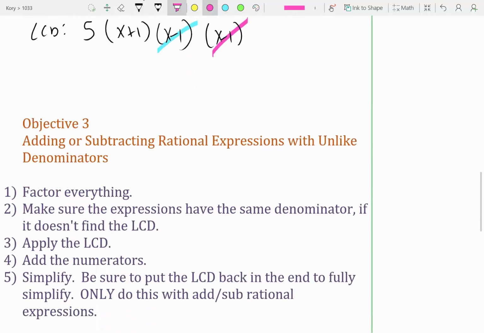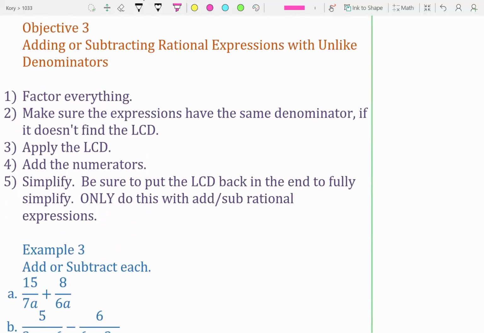Alright, moving on. Now we're going to take what we just did and apply it to rational expressions. The first thing we want to do when we're adding and subtracting rational expressions with unlike denominators is factor everything. Top, bottom, every single thing you can factor it out. Make sure the expressions have the same denominator. If it doesn't, find the LCD. Apply the LCD, add the numerators, simplify, and be sure to put back the LCD at the end to fully simplify. You only put the LCD back when you're adding and subtracting rational expressions.